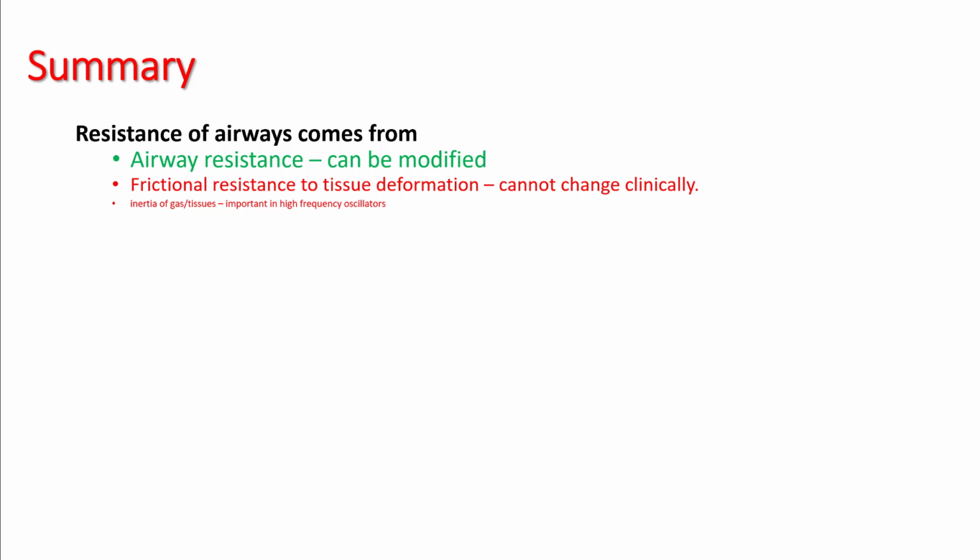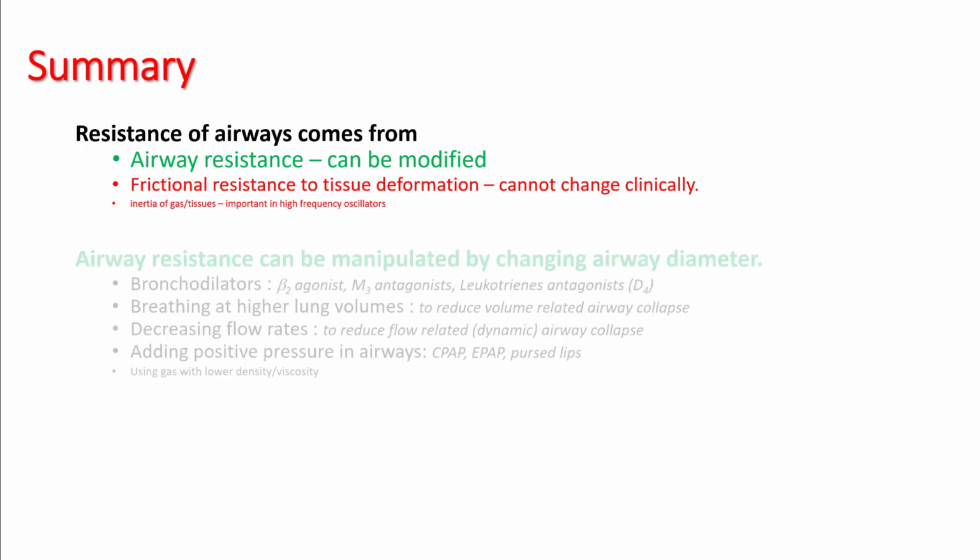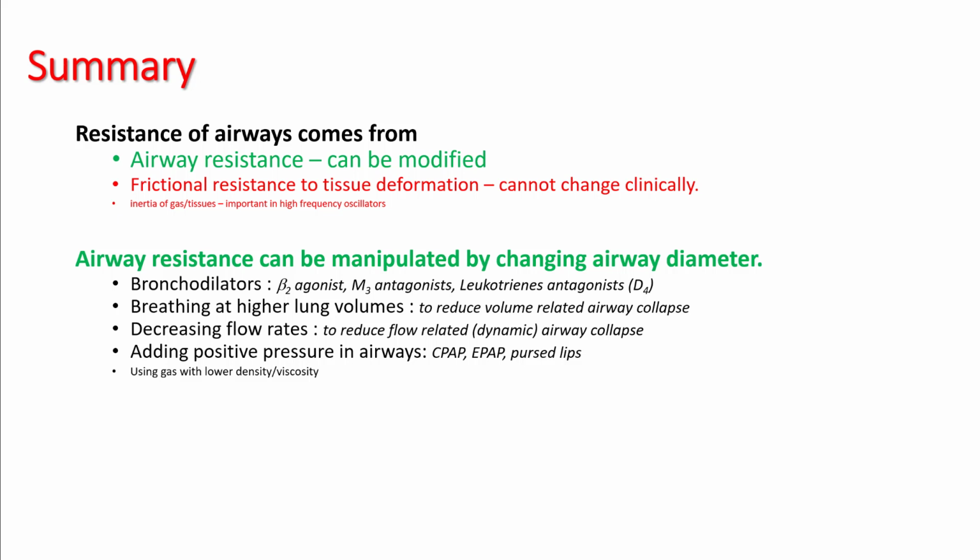In summary, the resistance of the airway comes from airway resistance, frictional resistance to tissue deformation, and inertia of gas in tissues. The airway resistance can be manipulated by changing the airway diameter, and you can use bronchodilators. You can breathe at higher lung volumes, decrease the flow rates, add positive pressure to the airways, and you can use gas with lower density or viscosity.